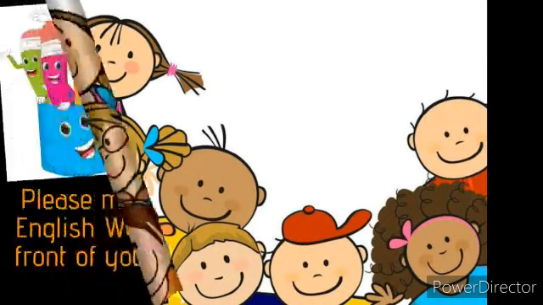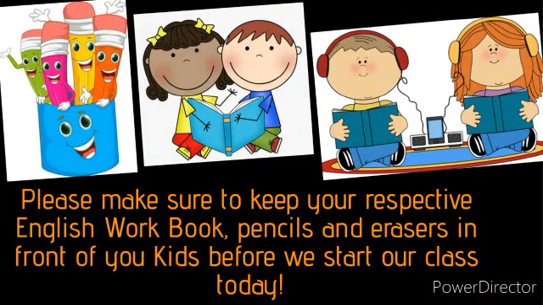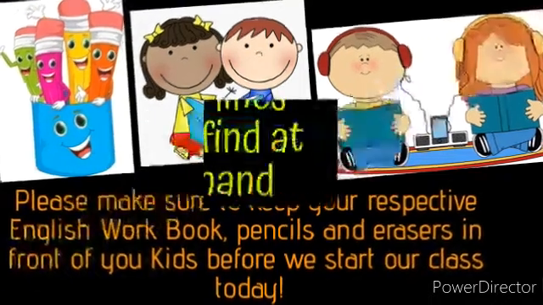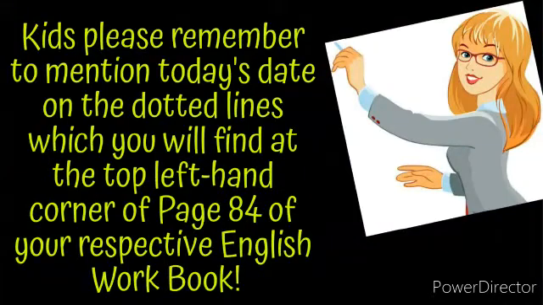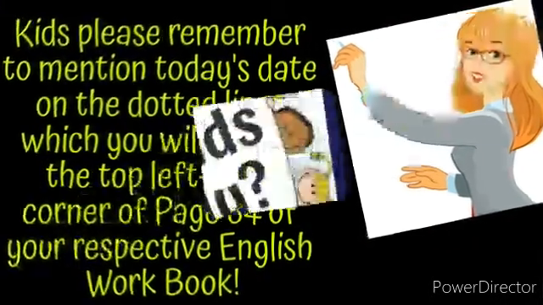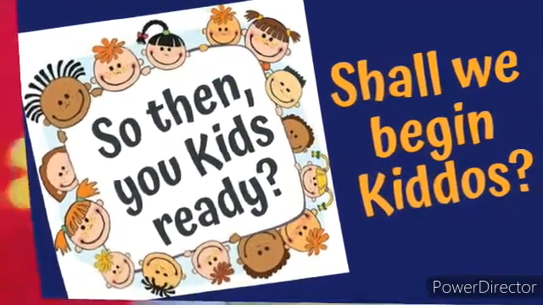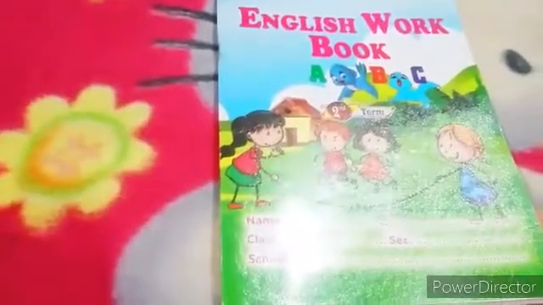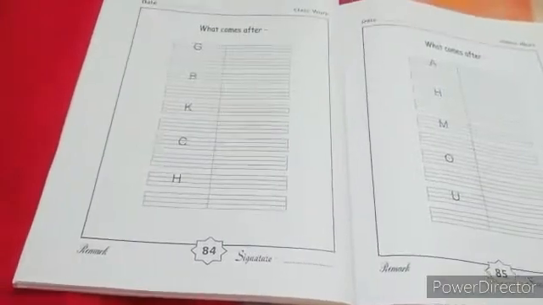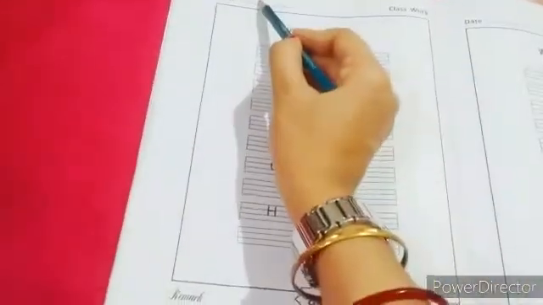I hope all of you have kept the English workbook, your pencils and erasers next to you before we start our class today. Please remember to write today's date on the dotted lines at the top left hand corner of page 84 of your English workbook. Kids, I want all of you to open page number 84. I hope all of you have written today's date on the top left hand corner over here.